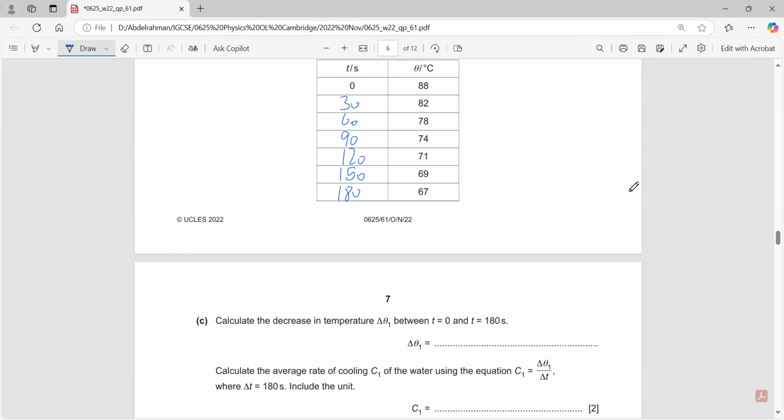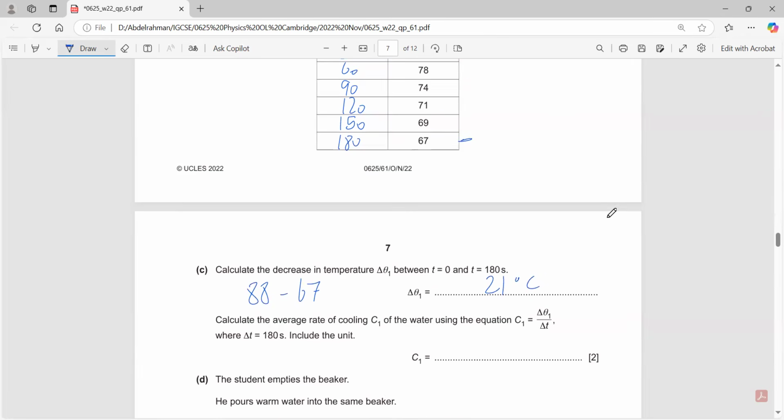Calculate the decrease in temperature, delta theta 1, between 0 and 180. Between 0, which was 88, and 180. So 88 minus 67, which is 21 degrees Celsius.